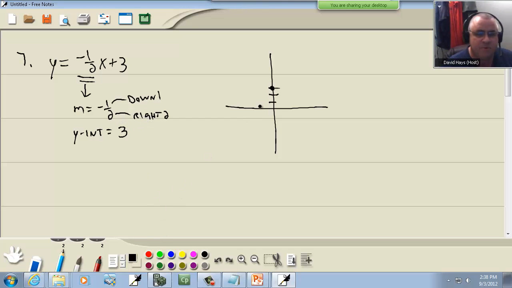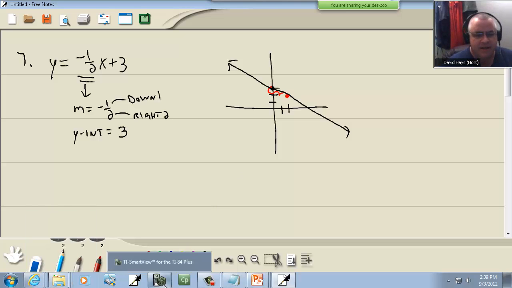So from the point we just put on there, we're going to go down 1. So from a y-intercept, we'll go down 1, and we'll go right 2. And we'll put our second point. Now after you have those 2 points, you connect them together with a straight line, and that'd be your answer.